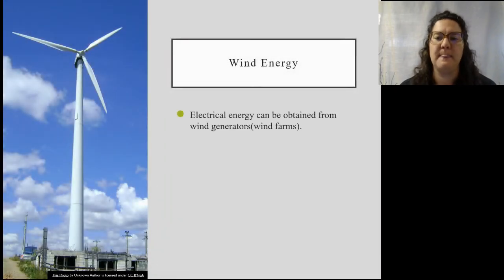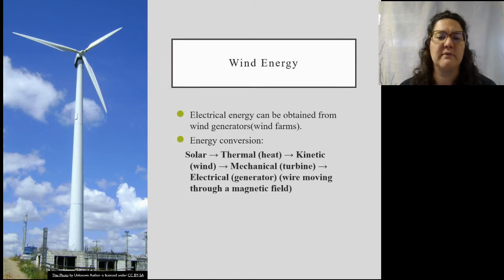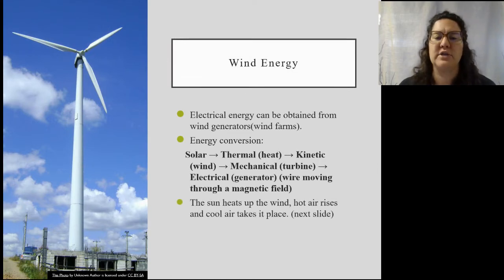So wind energy is electrical energy that can be obtained with wind generators on wind farms. So the conversion flow of wind energy is solar, because it heats the air, followed by thermal energy, the heat of the air, kinetic energy of the wind, then the mechanical energy of the turbine spinning, a generator creating electrical energy, and then we have a current that flows through that wire. So the sun is going to heat up the air, which is going to create wind, and spin our turbine to spin our generator to create electricity.